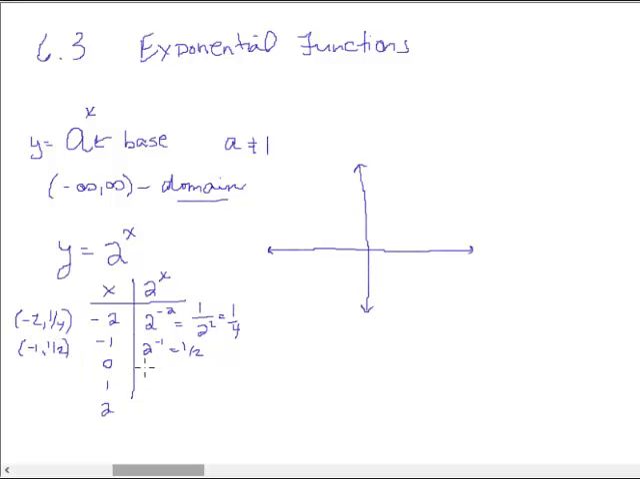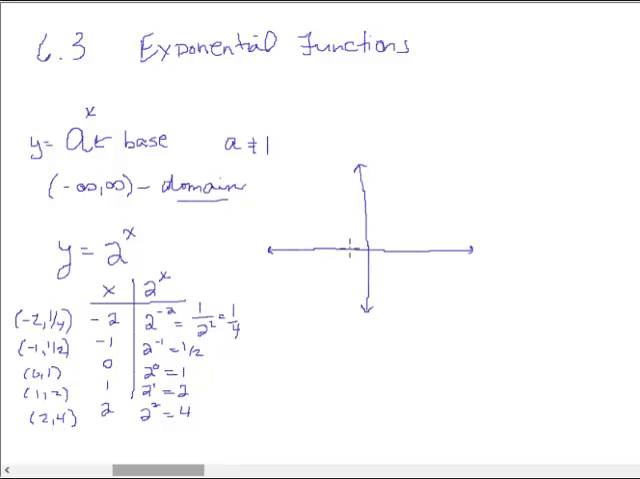When x equals 0, we have 2 to the 0, and remember anything to the 0 is 1, so that's the point 0, 1. When x is 1, we have 2 to the 1, which is just 2, giving us the point 1, 2. And when x is 2, we would have 2 squared, or 4, which would give me the point 2, 4. So let's go ahead and plot these.